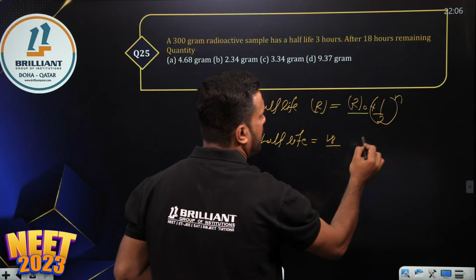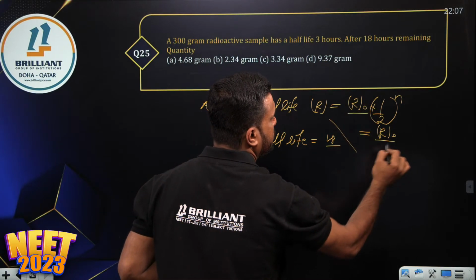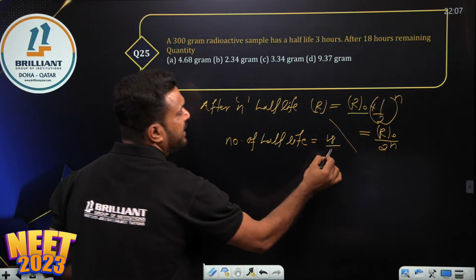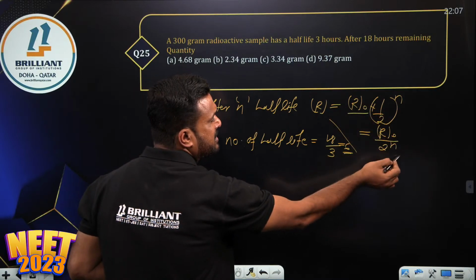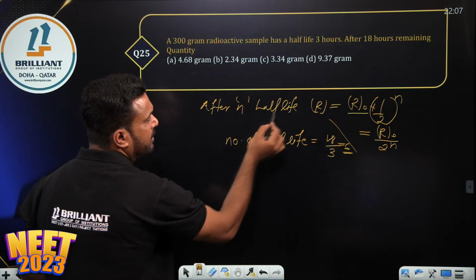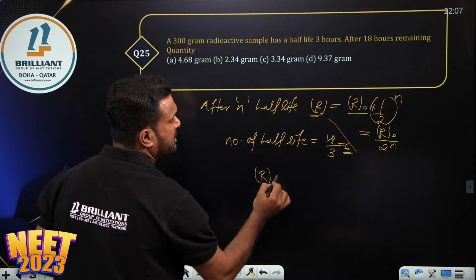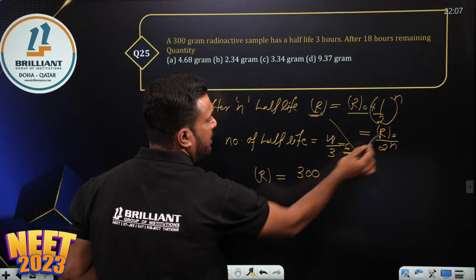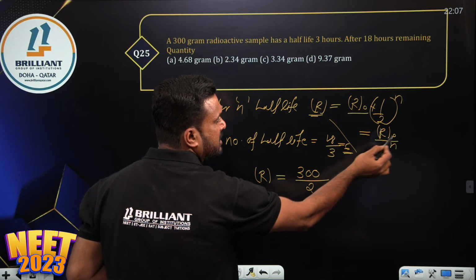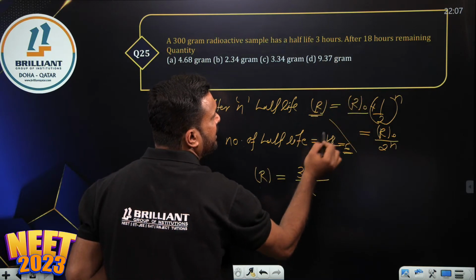This equation can also be written as R0 divided by 2 raised to n. Both are the same. So 18 divided by 3 is equal to 6. This is the number of half-lives, where n is the number of half-lives. So I need to calculate the final concentration. R is equal to the initial value, 300, divided by 2 raised to n, where n is the total time divided by the half-life.